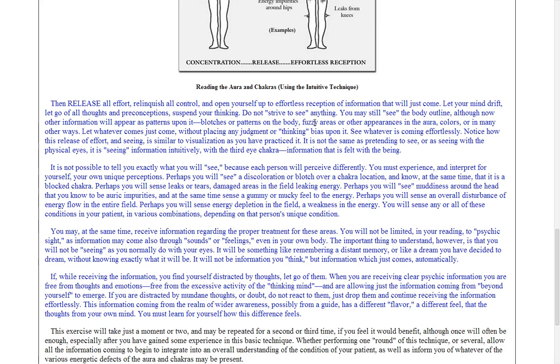Fuzzy areas or other appearances in the aura, colors, or in many other ways. What feeling are you receiving about the body? About a specific location or the overall body outline? What do you feel? What do you sense? What are you receiving from the vibe?